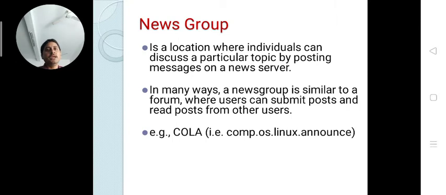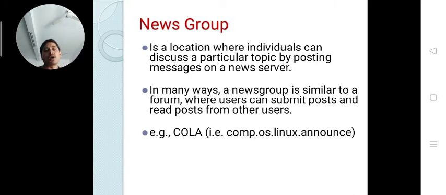Newsgroups. Newsgroup is just like a forum. Forum means you can ask questions, you can post something, you can write something, you can answer anyone's questions. It has a little bit of difference from a forum. It is a location where individuals can discuss a particular topic by posting messages on a news server. Same thing happens on a forum. You can post your questions, you will get replies. In many ways, a newsgroup is similar to a forum where users can submit posts and read posts from other users. Means you may write, and you may read other users' posts also.